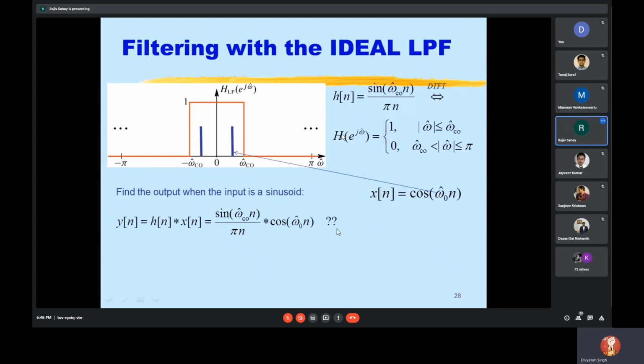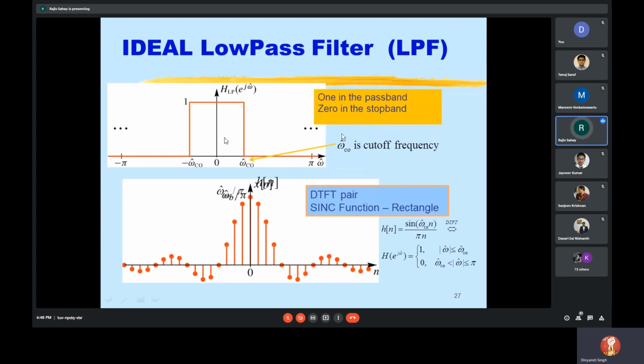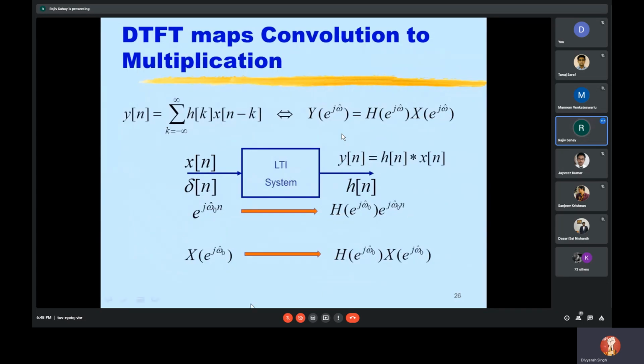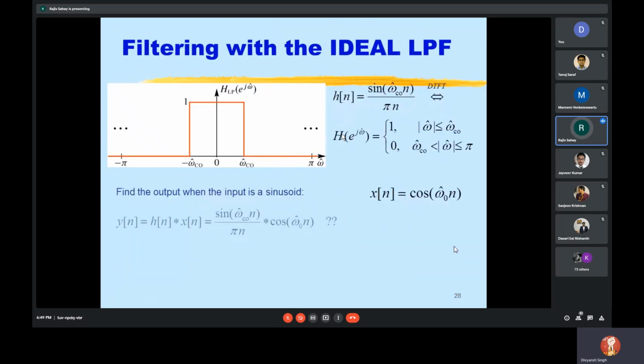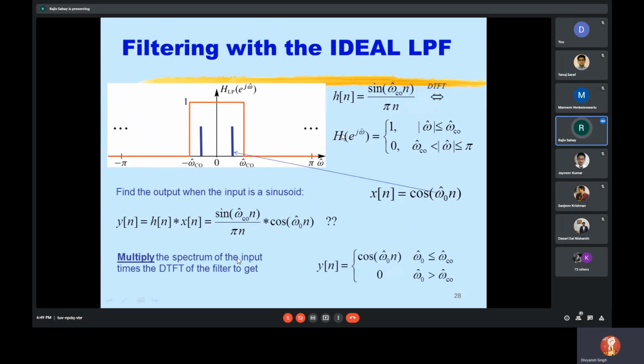So what is this? It will preserve this sinusoid. This is a sinusoid whose spectrum will come here like this. So you will multiply this spectrum with this spectrum. If you see the previous expression, this is the guy e to the power j omega naught into X of e to the power j omega. So you're multiplying, and you'll be preserving this. So multiply the spectrum of the input times the DTFT of the filter to get this.